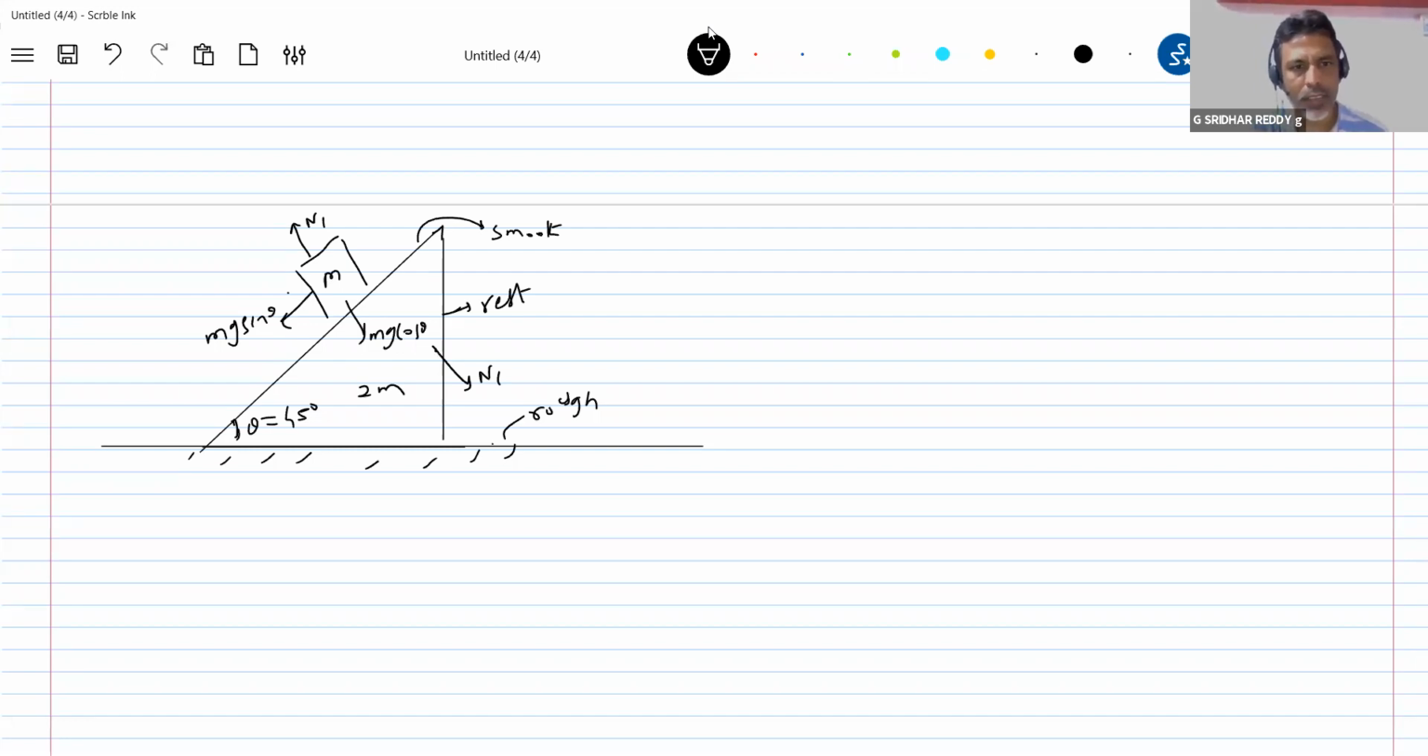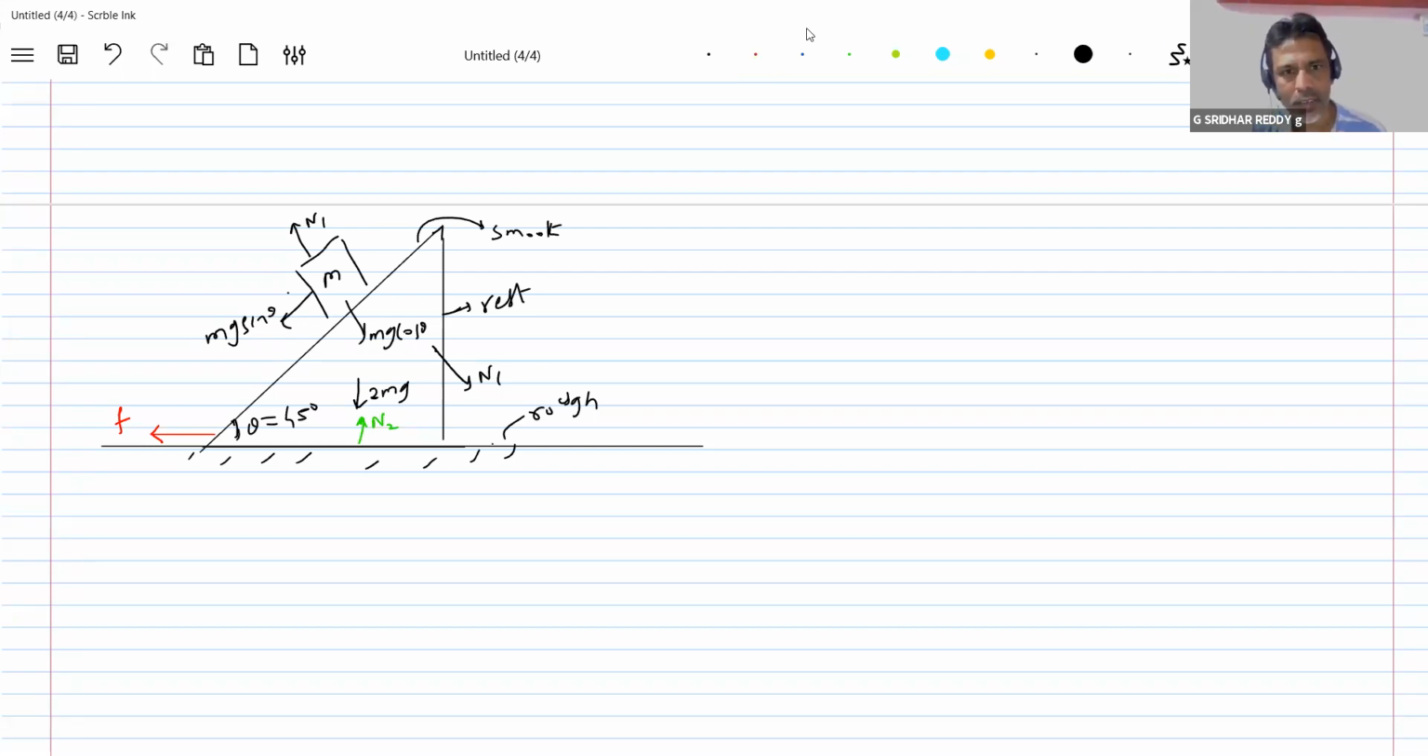Then the weight of the wedge will act, 2 mg. There'll be a normal reaction by the ground on the wedge. It will be in this direction. What possible direction should the friction act on the wedge by the ground? Because of n1 sin theta it will try to shift, so the friction by the ground on the wedge should be in this direction. By the wedge on the ground should be towards right. Let it be this one.